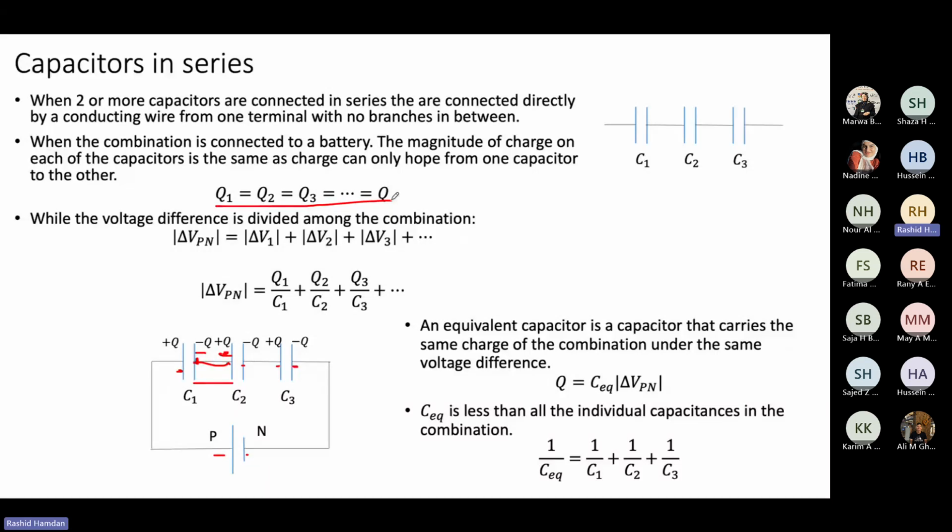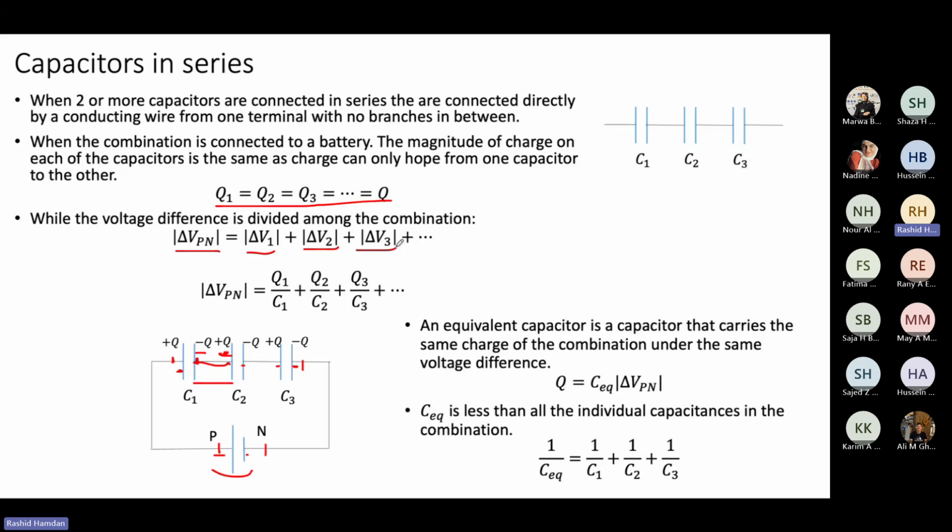But the voltage difference is not the same. The voltage of the battery is actually divided across the capacitors. So the voltage here is the same as here. The voltage here is the same as here. But in between, it's divided. So the voltage delta V_PN in magnitude is equal to delta V1 plus delta V2 plus delta V3. So the battery is providing the voltage that causes this charge separation on all the capacitors.